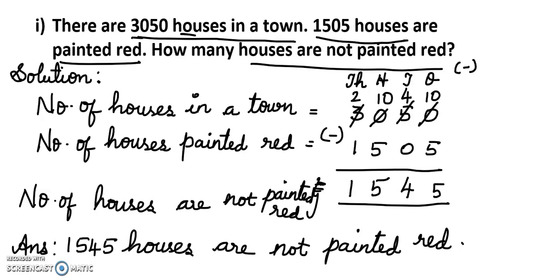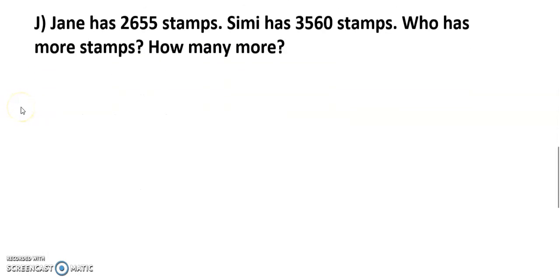So listen children, next one. Jan has 2655 stamps. Simi has 3560 stamps. Jan has 2655, Simi has 3560 stamps. So who has more stamps? How many more, they are asking. So by seeing the question, you can say the answer. Who has more stamps? Simi, because Simi has 3560, but Jan has 2655. So Simi has more stamps.